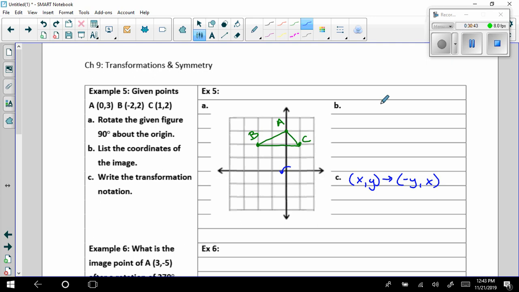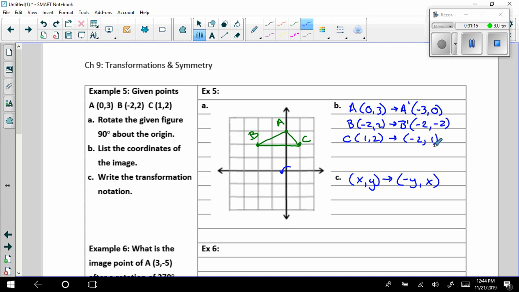And so if we have A at 0, 3, A prime will flip that sign and switch places. B is at negative 2, 2. So B prime, we change the y to negative and switch places. C is at 1, 2. Again, we flip the y sign and change positions.